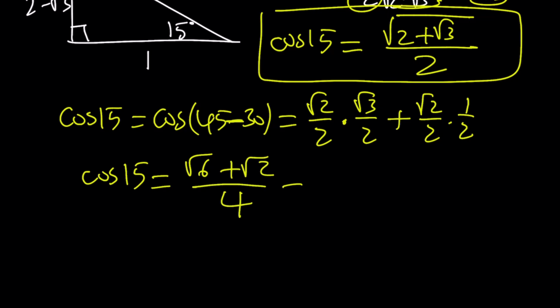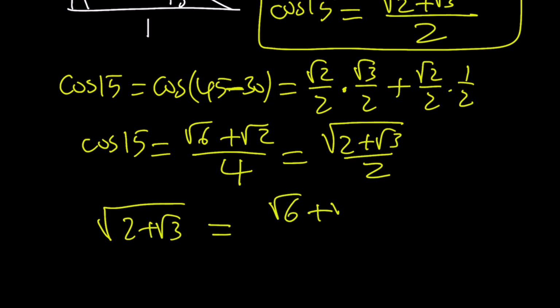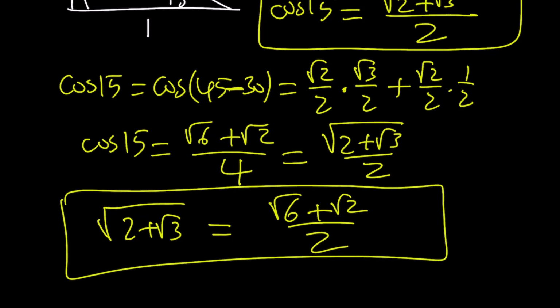But I also know that it's equal to the square root of 2 plus root 3 over 2. And from here, we're looking for this, yay. So square root of 2 plus root 3, if you multiply both sides by 2, you get root 6 plus root 2 over 2 as our answer. I know it's a very convoluted, complicated way, but it is a method.